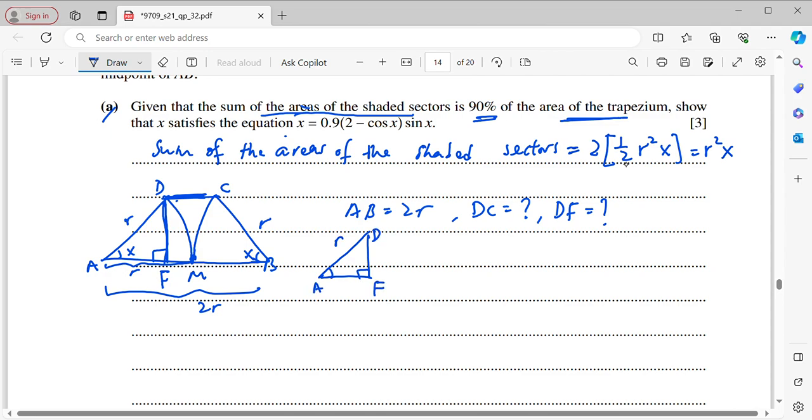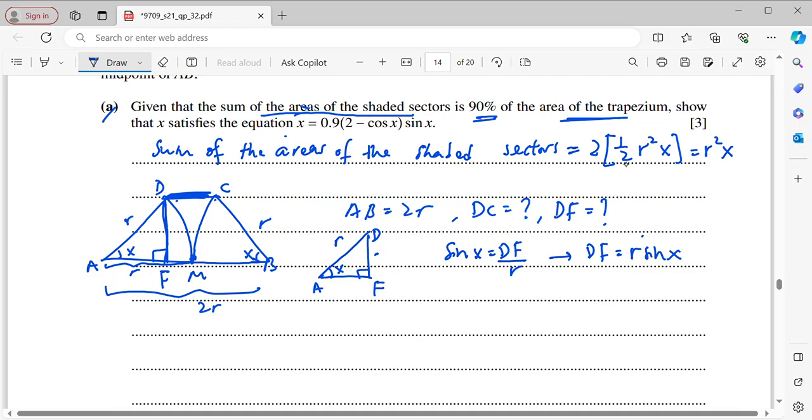This is R, here is X. So now my DF is the opposite side of the X, and the R is a hypotenuse. So opposite and hypotenuse, that means this is sine. So I will write sine X equals to DF over R. Therefore, my DF is R sine X. I found the DF. And then I need to find my DC.